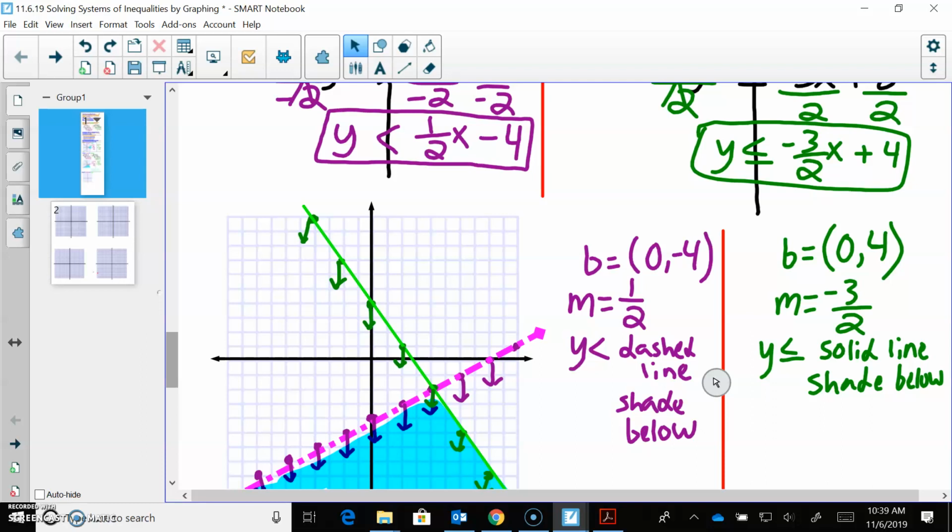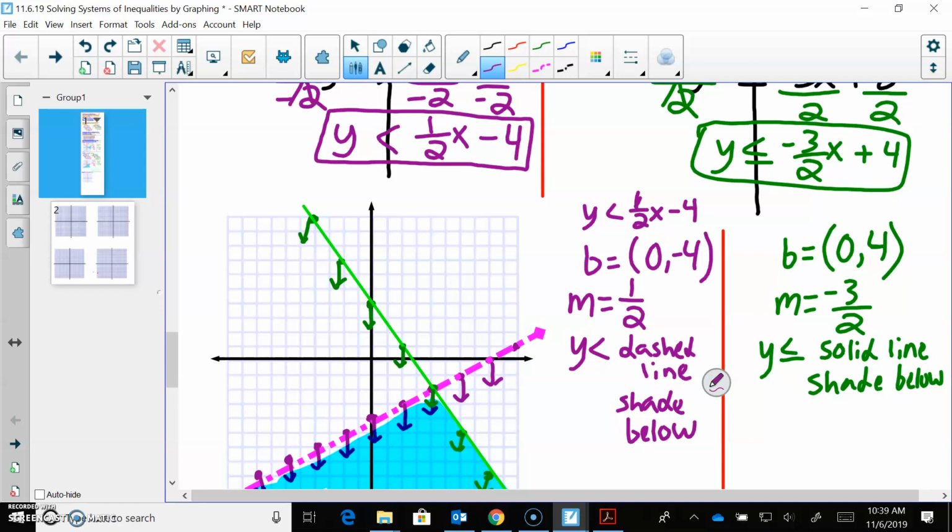inequality. So y is less than 1/2 x minus 4. Okay, my b value is at 0, negative 4 at the end. My m, my slope, which is the number in front of the x, is 1/2. Okay, because there's no line underneath the inequality, it's going to be a dashed line. And because that inequality is pointing toward the y, we're going to shade below.